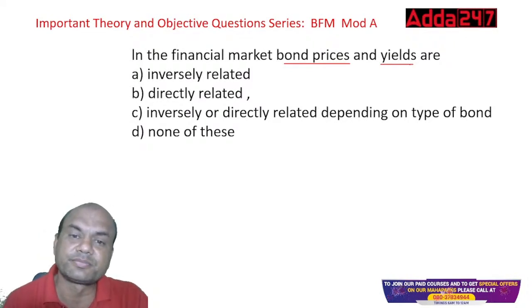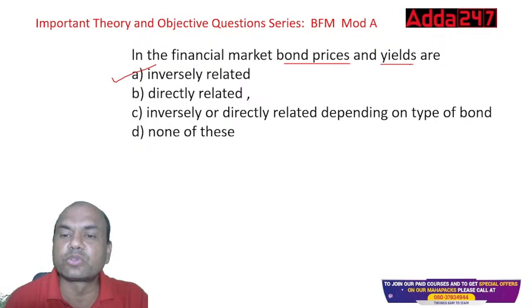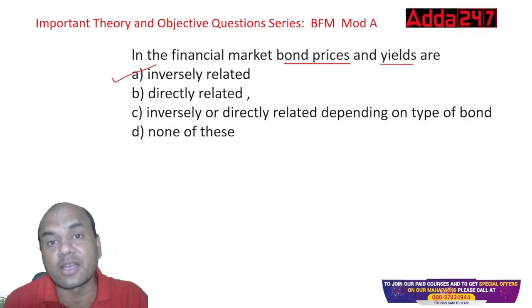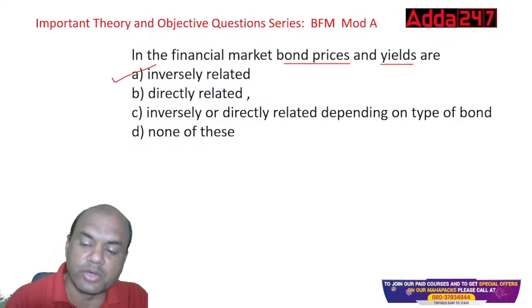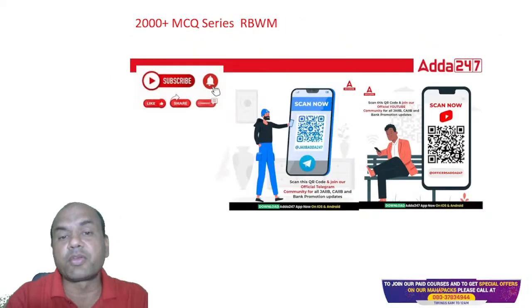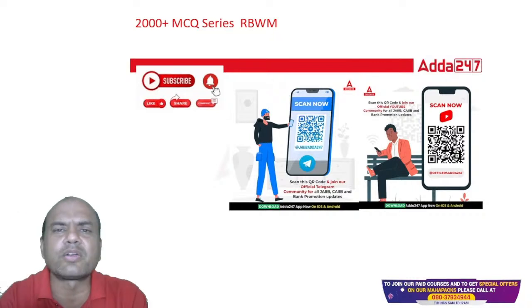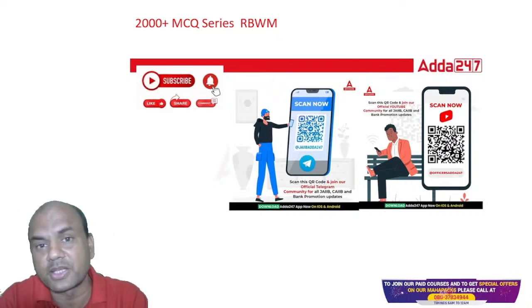What is the answer? Bond prices and yields are inversely related, right? If the yields go up, what is yield? Yield means asking rate. If the asking rate of any bond goes up, the price of that bond will go down.